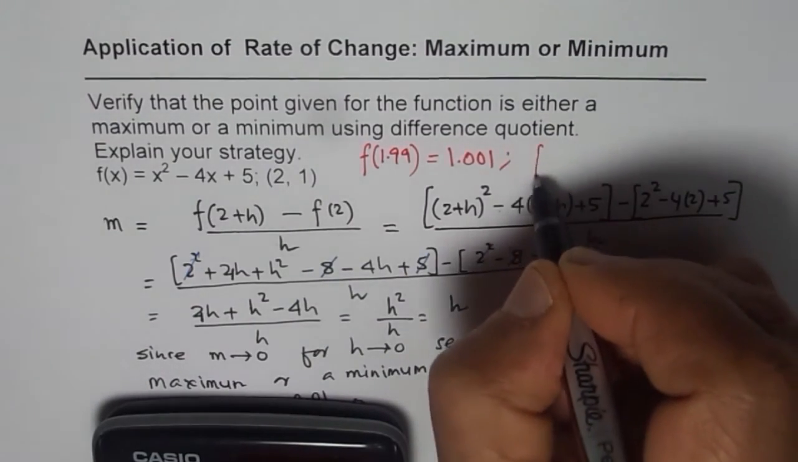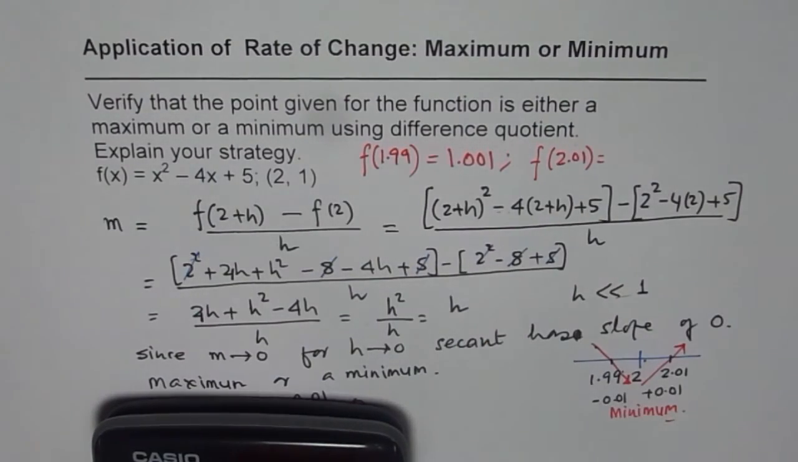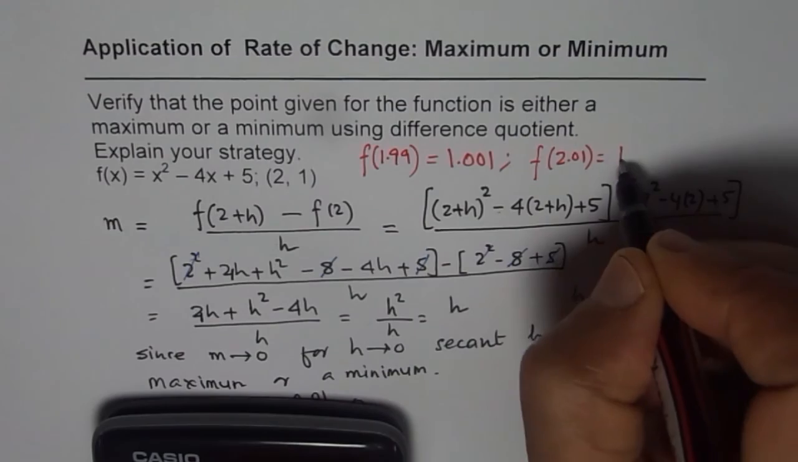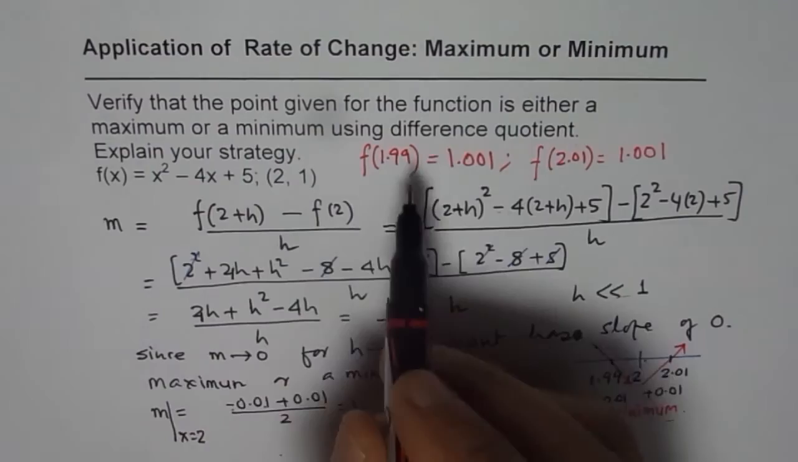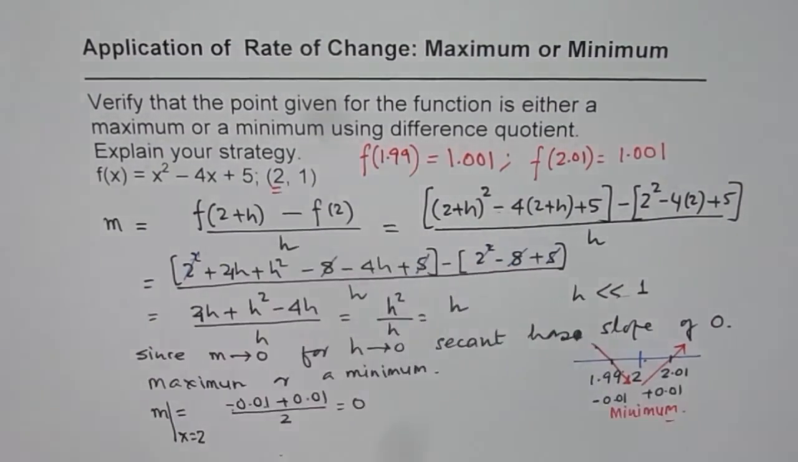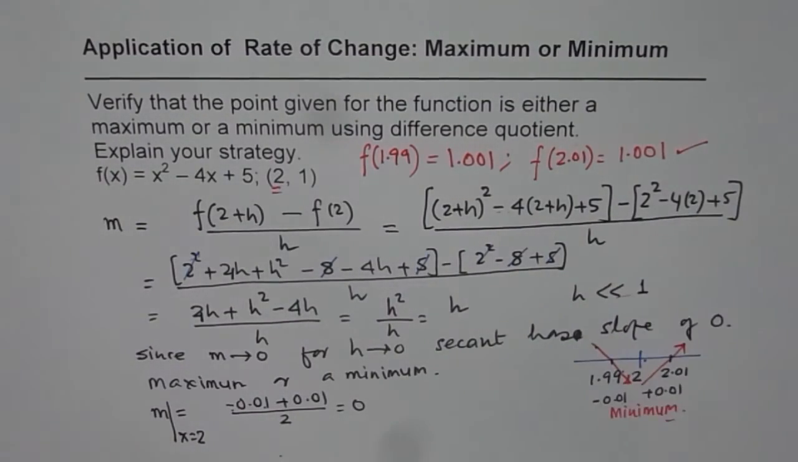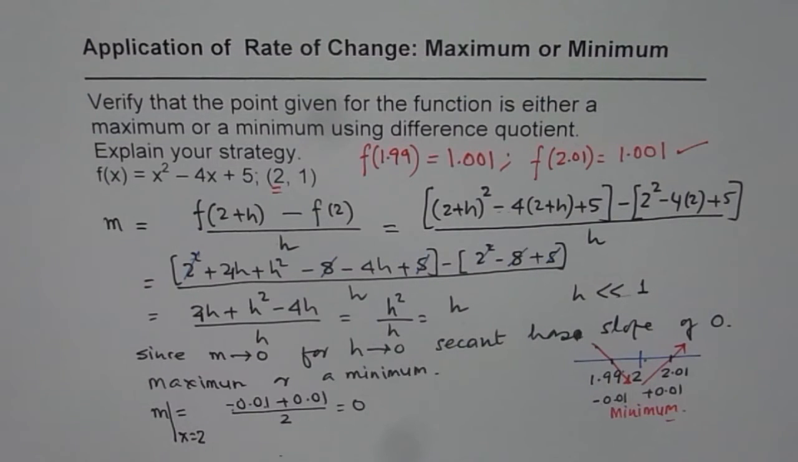Similarly, let us calculate the value at 2.01, right? So that means 2.01 square minus 4 times 2.01 plus 5 equals 1.0001, correct? So we found that on either side the value is more than 1, and therefore at 2 we have a minimum. So that is a very easy explanation of f of x being minimum at 2, correct?